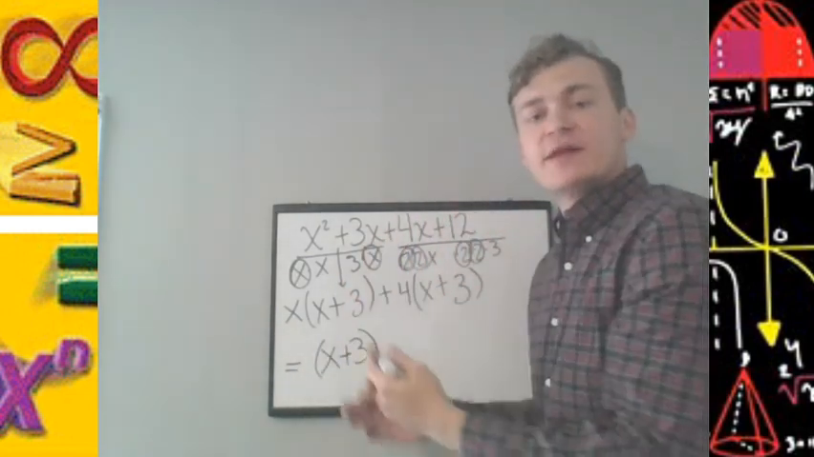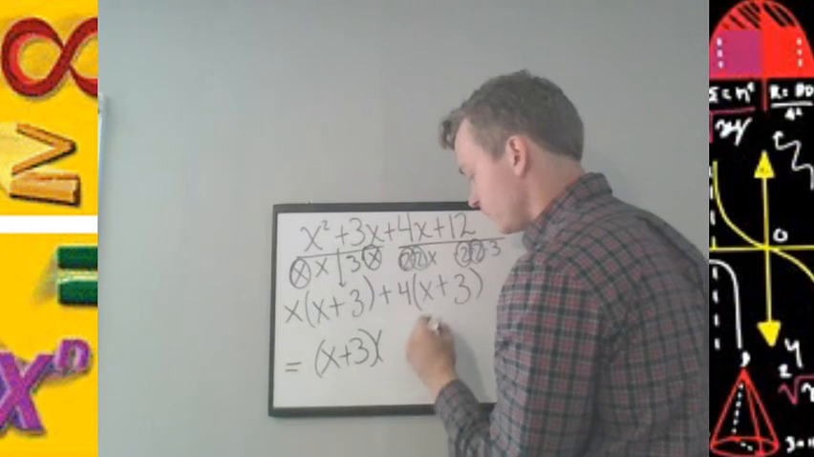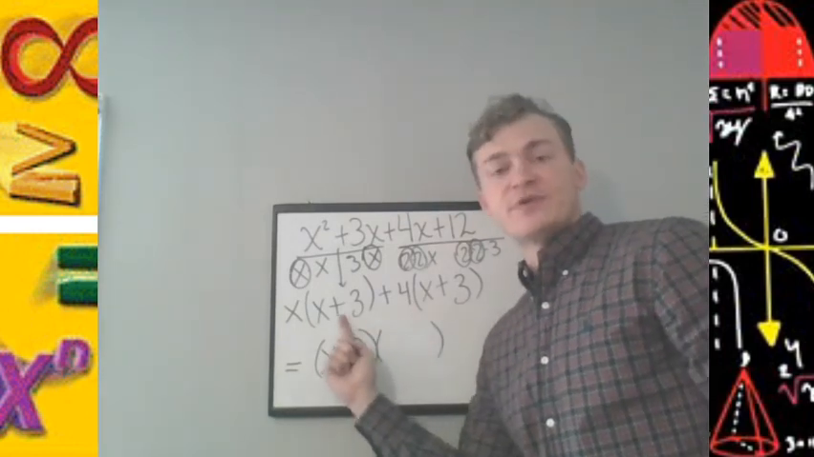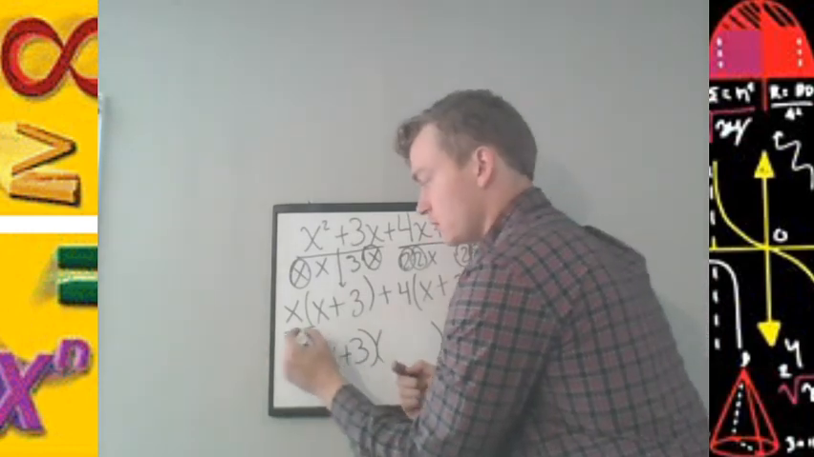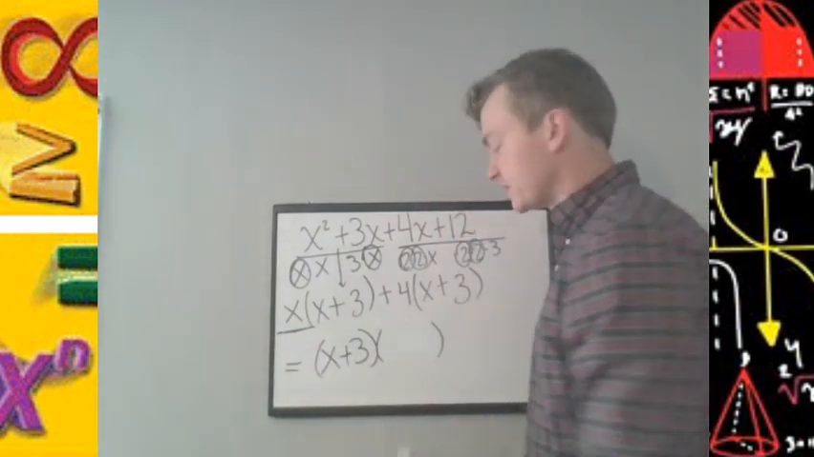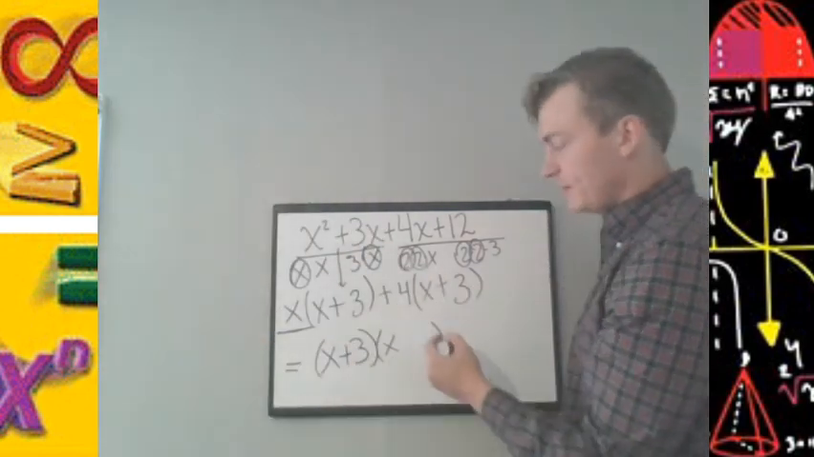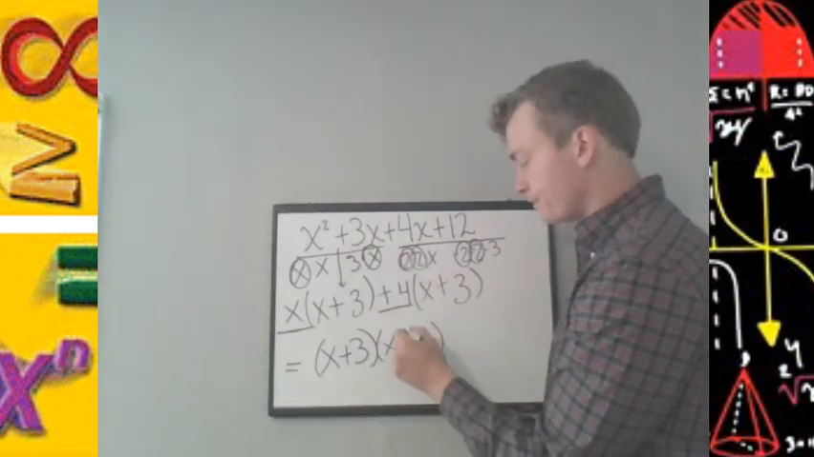When we factor by the greatest common factor, introduce parentheses to determine what you leave behind. This x plus 3 gets moved out, and we leave behind a single factor of x. This x plus 3 gets factored out, leaving us behind the plus 4.